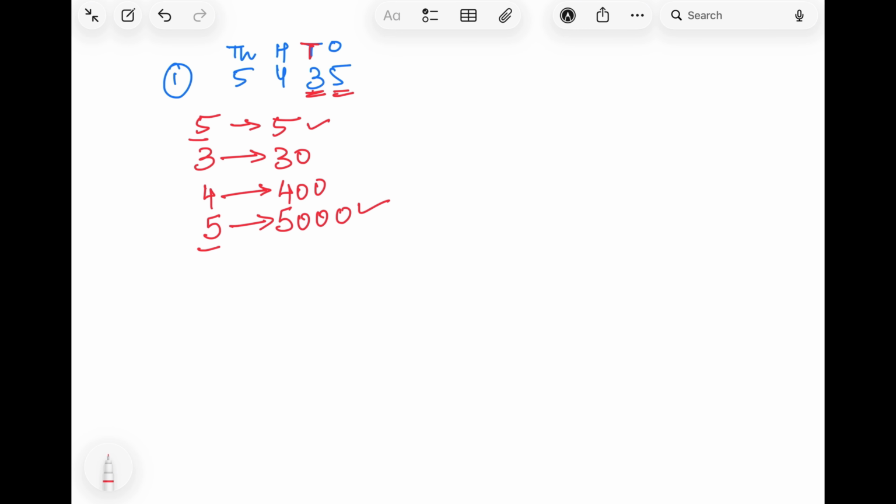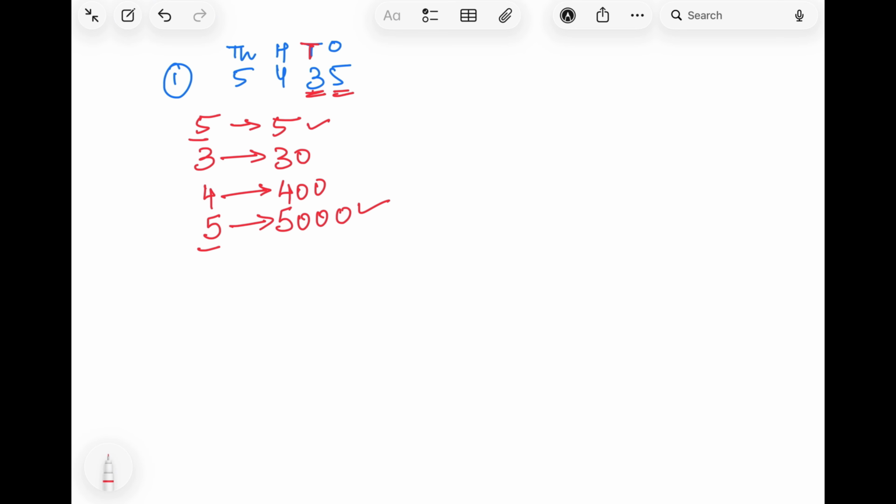If we see 5, the place value of 5 is just 5. Now the digit 3: the place value of 3 is 3 tens, so 30. The place value of 4 is 400. And again there is a digit 5, but this time the place value of 5 is 5,000. So you see, the same digit, but the place value is different when it is arranged in a different position.